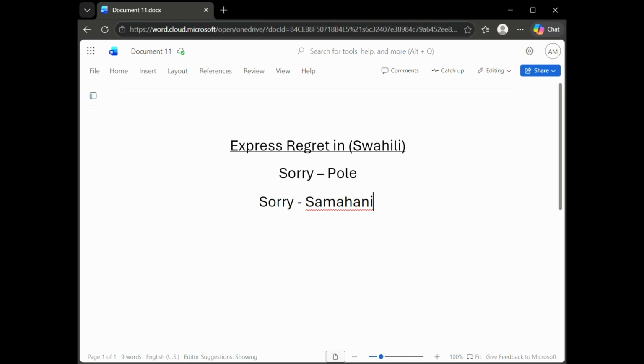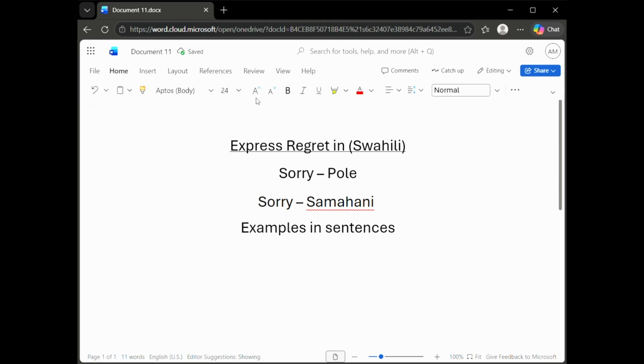Okay, so these two words are basically the basis of words that you use to express regret or ask for forgiveness in Swahili. This pole and samahani. There are others, but these are the basic ones that you can start with. So let's put them in sentences. Examples in sentences.